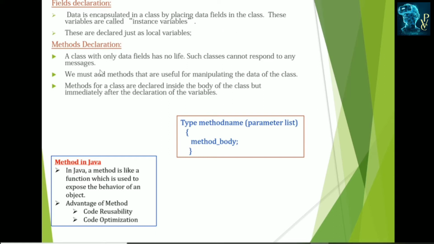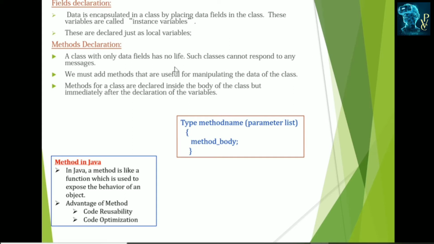And methods are needed, because without methods in the class, the data fields have no life, because the operations performed on the data fields can be specified within the methods only. Without methods, only fields, those types of classes cannot respond to any messages. The classes interact with the help of objects. Objects use methods to communicate with different classes.